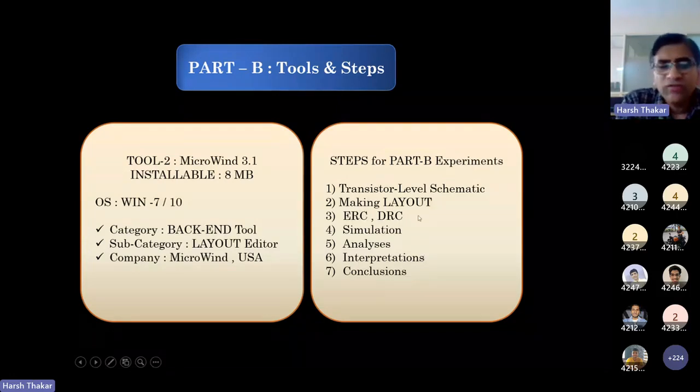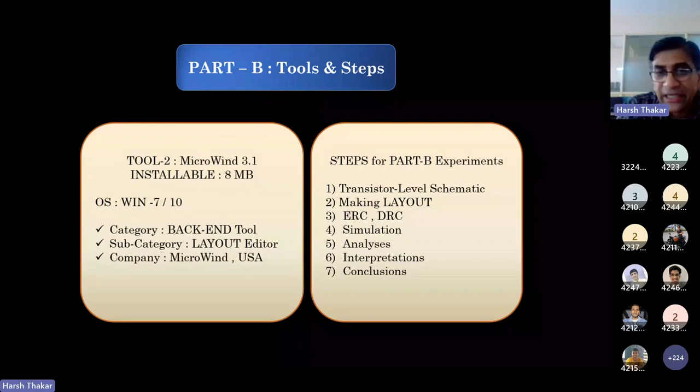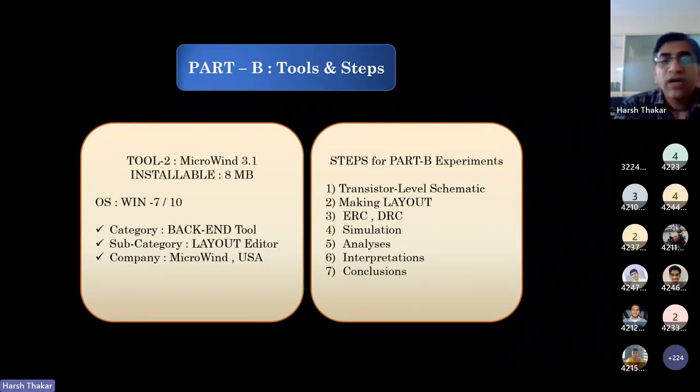Once we make the layout, we perform ERC, that is electrical rule check, and DRC, design rule check. When we pass both these checks, then the tool allows us to do simulation. After we have simulation, we see whether the waveforms conform to our truth table or the function table of our system. Then we analyze what is the power dissipation of the system. Are there any glitches? Are there any transients? And after we have done the analysis, we interpret and then we conclude.